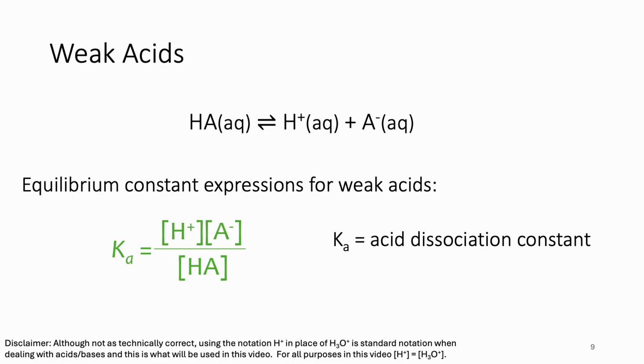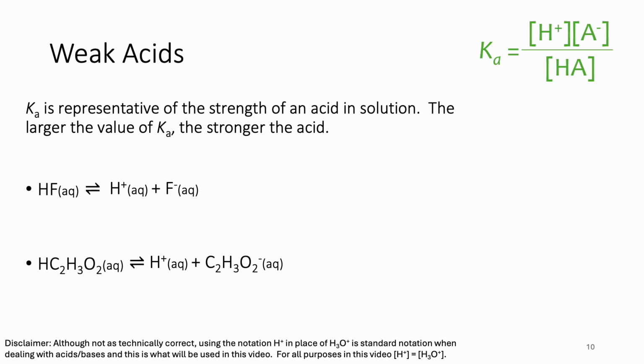We give this equilibrium constant a special designation. We call this Ka, where Ka is our acid dissociation constant. We're looking at the extent to which this weak acid is going to ionize in solution when equilibrium is established. When we think about the significance of Ka and the information that it provides, the larger the value of Ka, the stronger the acid.